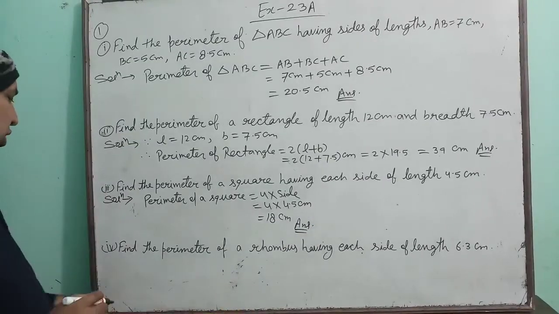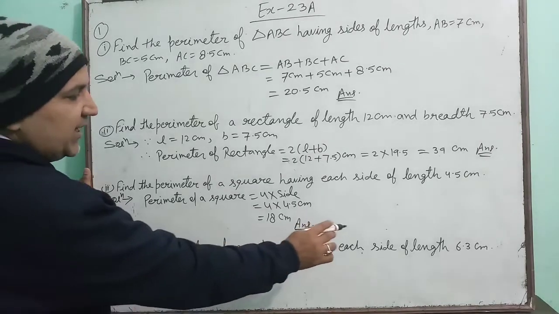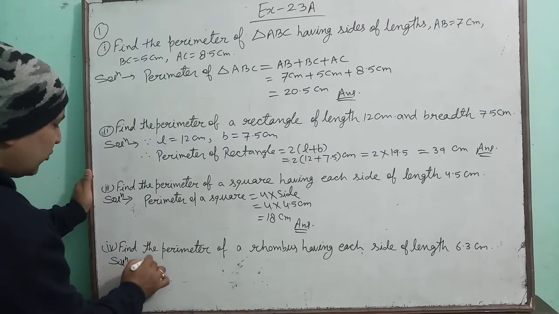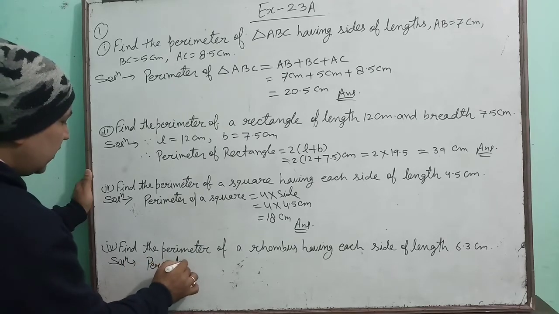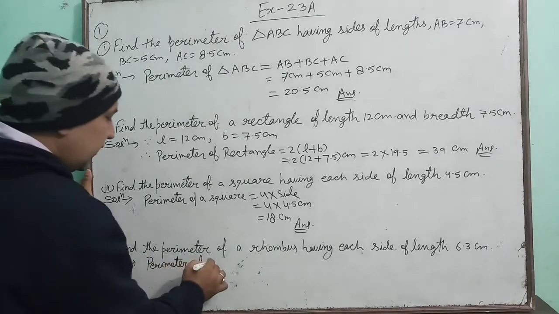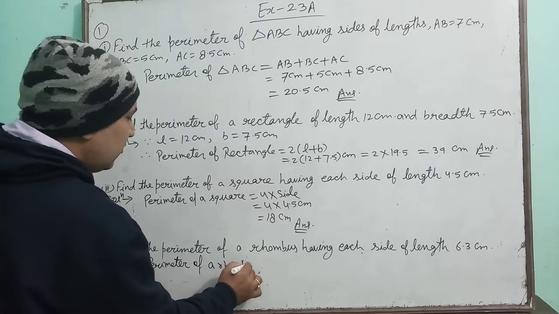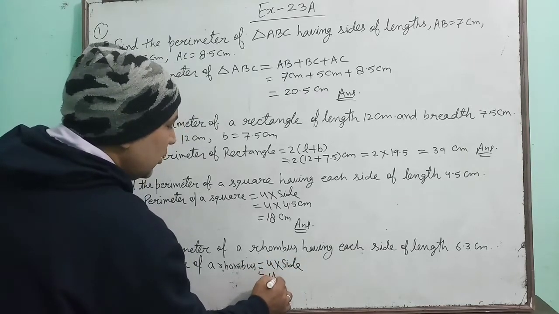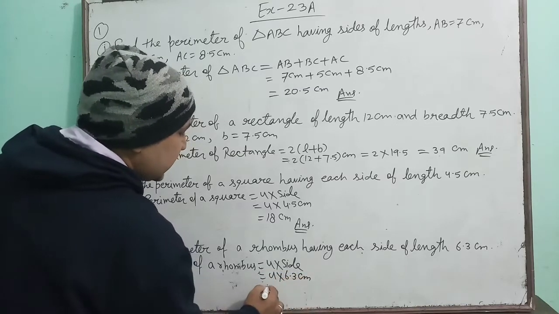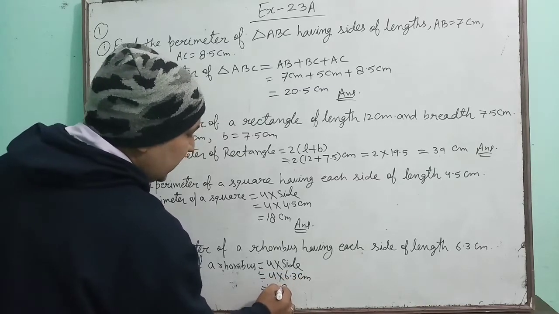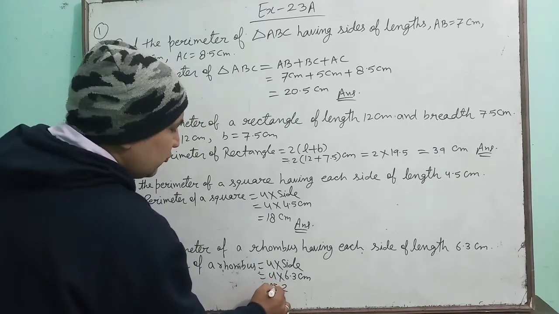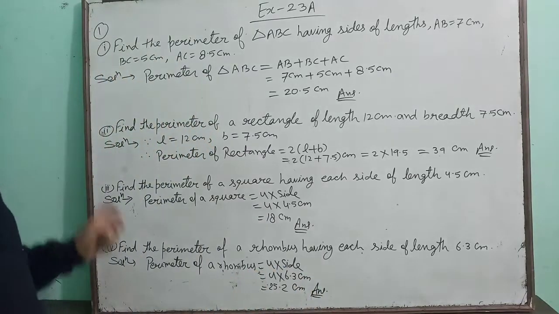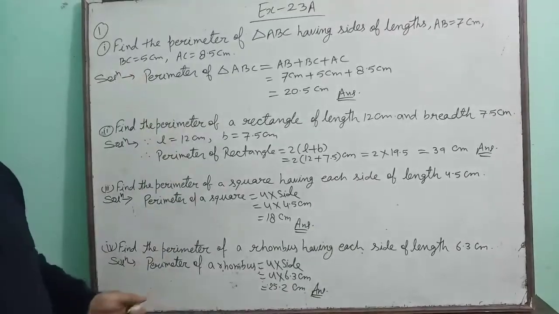Now see the last part of the question. Find the perimeter of a rhombus having each side of length 6.3 centimeter. Again, there is the work of formula only. If you have learned the formula, then the question will become easy. Perimeter of a rhombus is also equal to 4 into side. That means 4 into 6.3 centimeter. 4 into 3, 12, 1 carry on. 4 6s are 24 plus 1, 25. 25.2 centimeter is the perimeter of the rhombus. Learn the formula and make your questions easy.